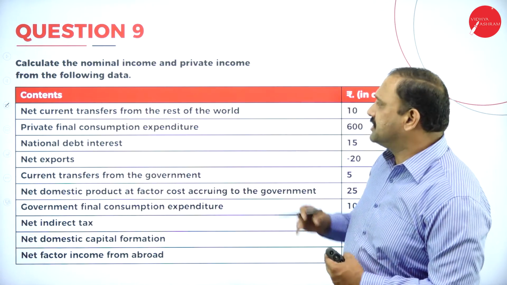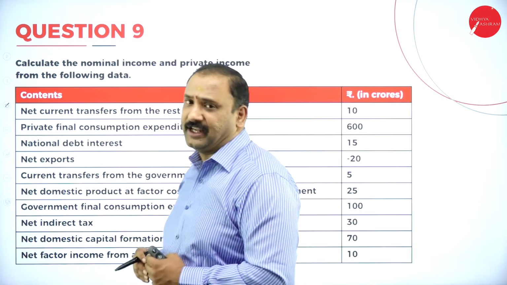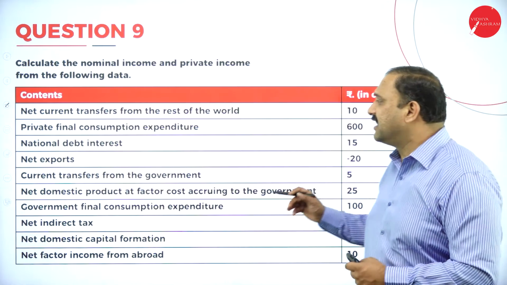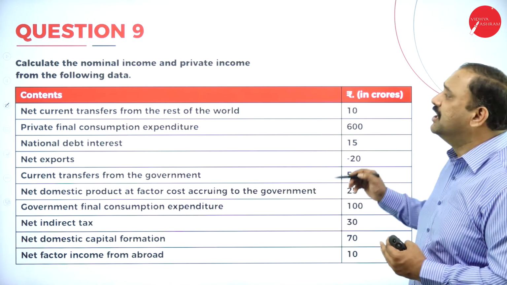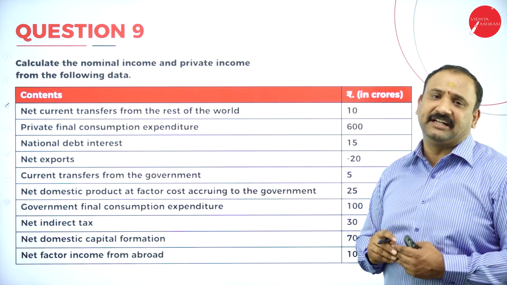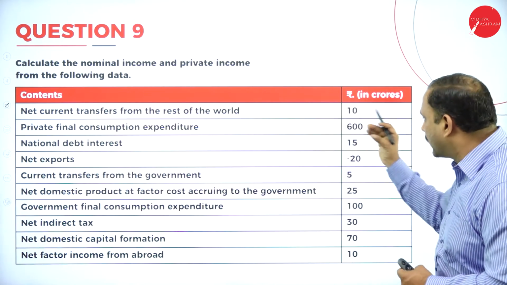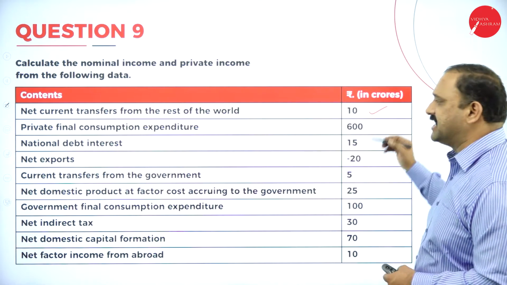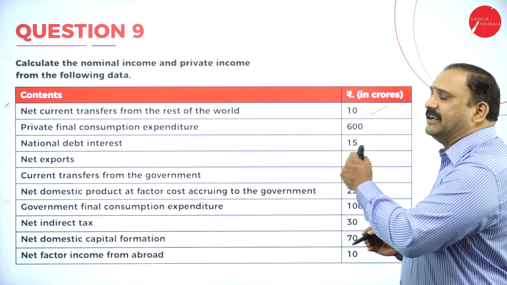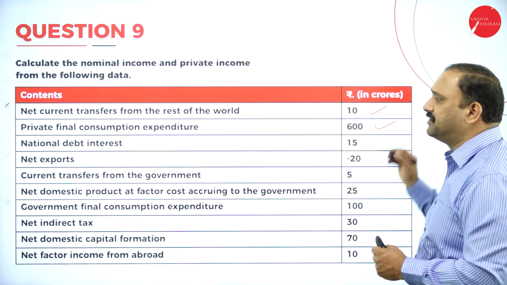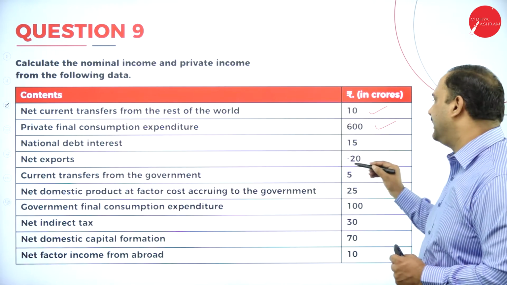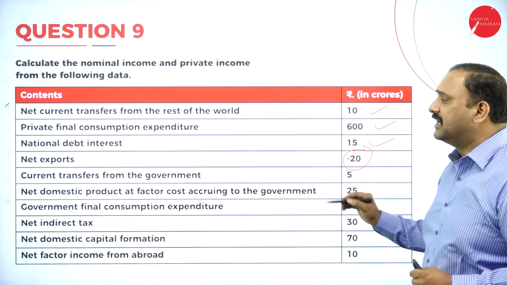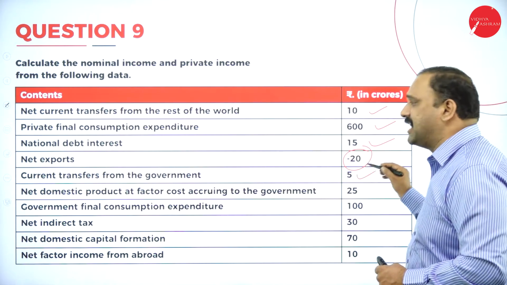Followed by question number 9. Now, this is going to be a very interesting question that we have to see here. What we are discussing is the net current transfers from abroad. We're going to calculate the national income and private income from the given data. Let's look into the problem. The net current transfers from rest of the world is 10 crores. The private final consumption expenditure is 600 crores. National debt interest is 15 crores. Net exports is minus 20. Current transfers from the government, 5 crores.